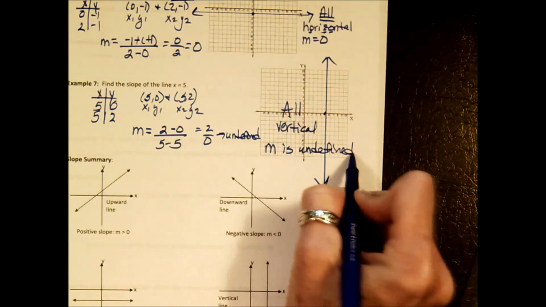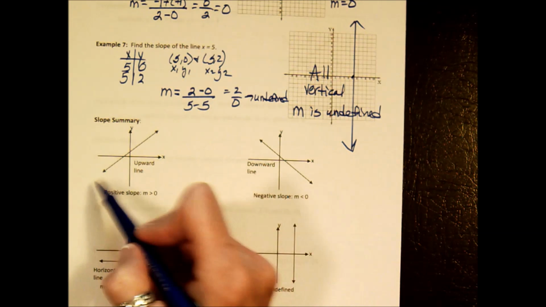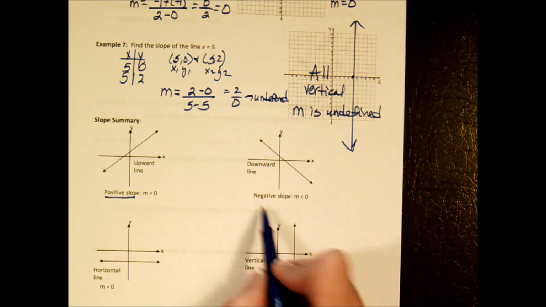Horizontal, 0, vertical, undefined. And so here is a summary at the bottom. Lines moving upward, positive slope, so the slope is greater than 0 because it's positive. Lines going downward, negative slope. Horizontal lines, m = 0. Vertical lines, m is undefined. So we will stop here and finish the rest of this section in a second video.